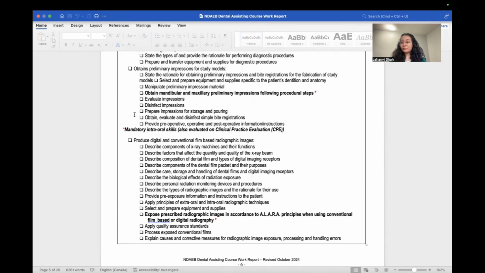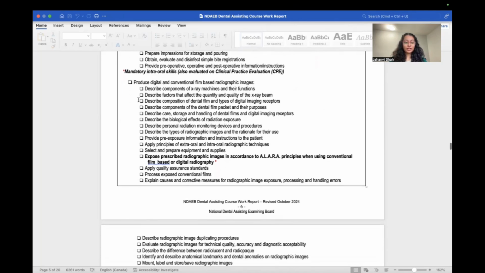So these steps are very important here. Make sure you go through everything, because this is one of the skill sets that is being asked in the CPE, as just here in bold letters, which is mandatory intraoral skills, which is also evaluated on the CPE.